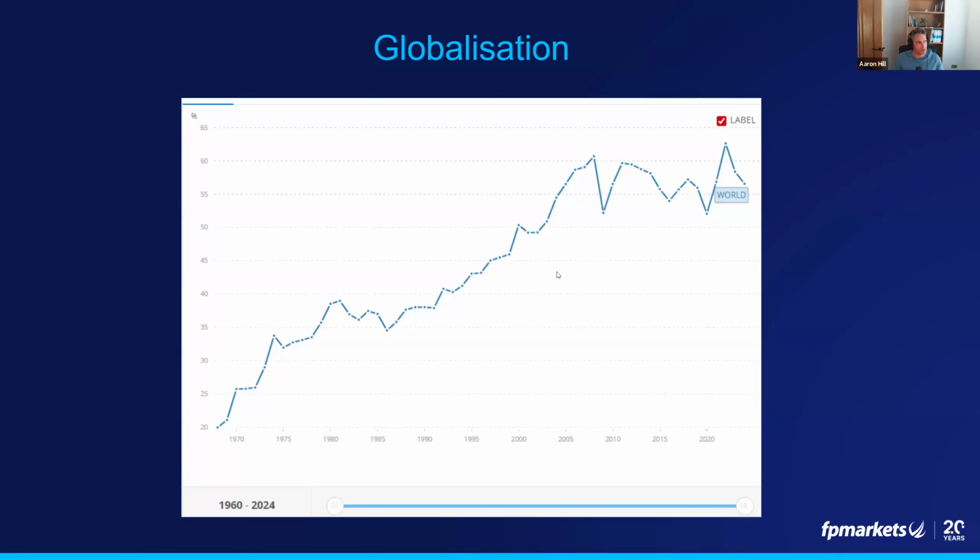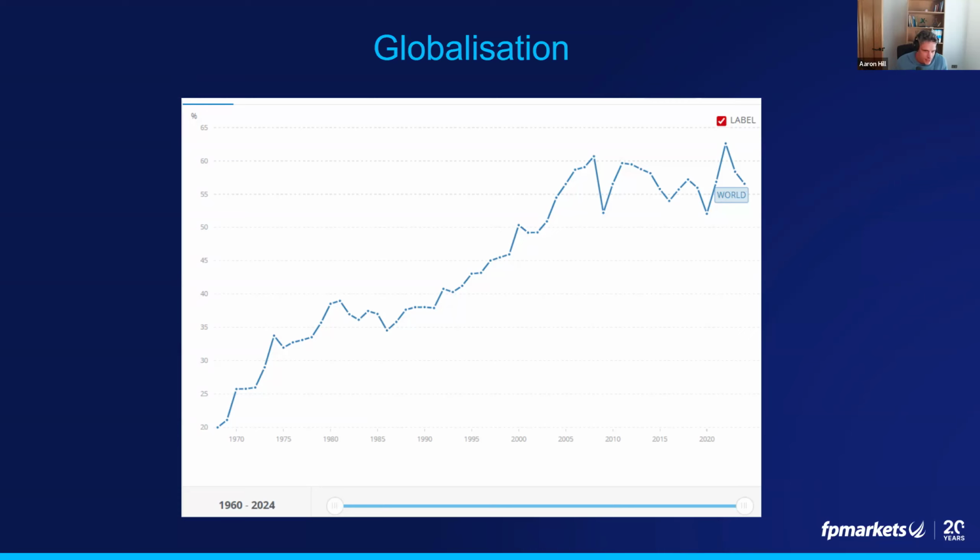Now, I thought this was really an interesting chart here, and could really help shape things for us. As you can see, this is the global trade as a percentage of GDP. From around 2008, we have seen headwinds within global trade. And this, of course, was affected by the 2008 financial crisis, where we saw a rise in nationalism as countries showed decreased appetite for imported goods.